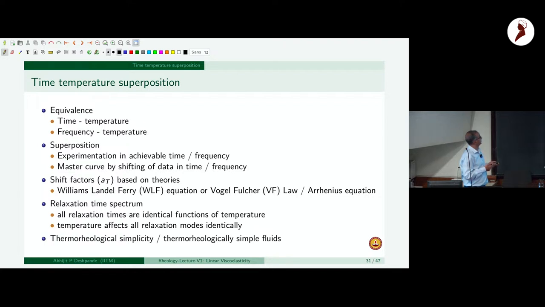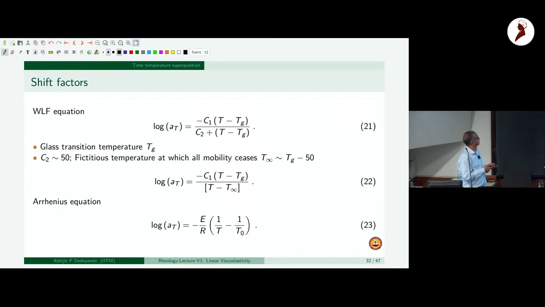What's important for us to know is that the shifting you do in forming this master curve corresponds to one of two theories, depending on the mechanisms in the system. For systems which are more towards glassy systems, you have the WLF or Vogel-Fulcher dependence of how much shifting is required for master curve formation. In polymer melts, you have the Arrhenius, so the activated process versus the cooperative processes. Either of these has been used to assemble data of linear viscoelasticity over a very wide range of frequencies or time by doing this time-temperature superposition.